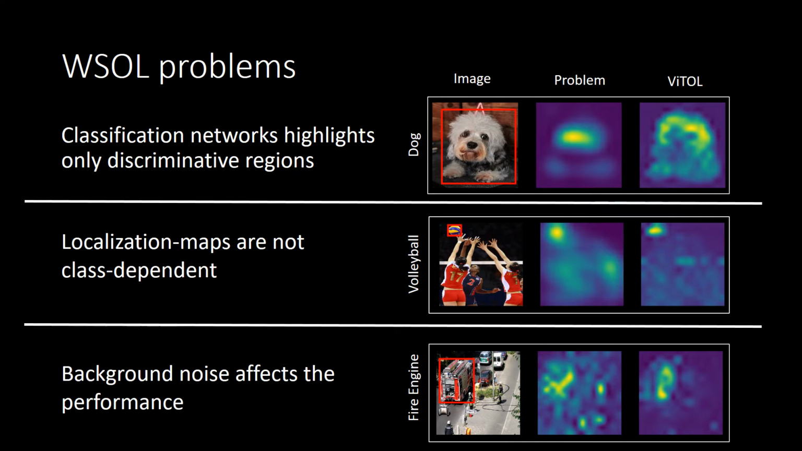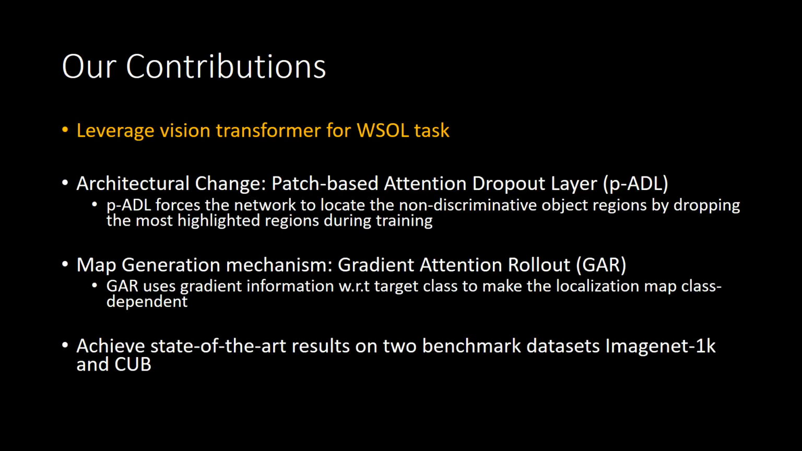Generally, classification models have a tendency to only look at discriminative features as they are not directly trained to perform localization. For example, in the case of a dog, only the eyes are highlighted. Also, localization maps are not class specific. For example, the map activates multiple regions across the image apart from the volleyball. The third problem is that due to cluttered environments and background noise, localization maps are not very precise. We try to address these problems using our method ViTOL, as you can see in the third column.